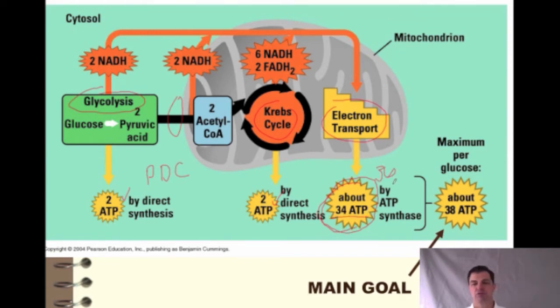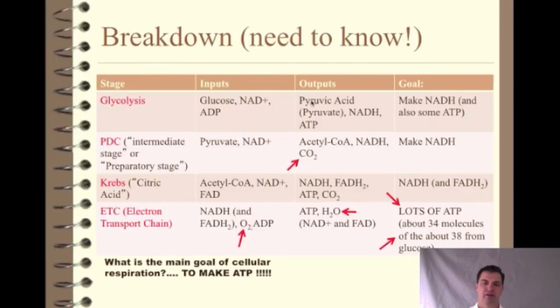Different textbooks differ on this number, so I'm not going to worry about being exact. There are some biochemical reasons why that is, but certainly most of it comes out in this last step, the electron transport chain. I'm going to walk you through all the steps, and show you what happens, for example, in glycolysis and PDC and so forth.